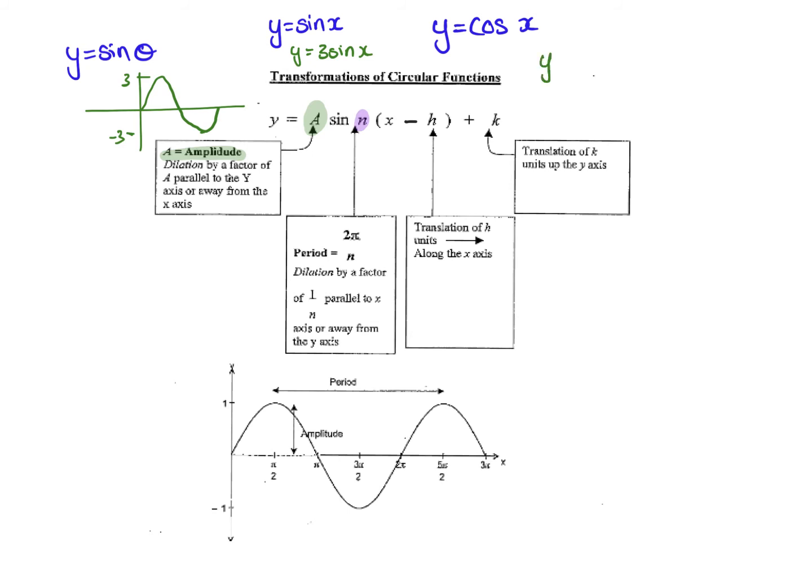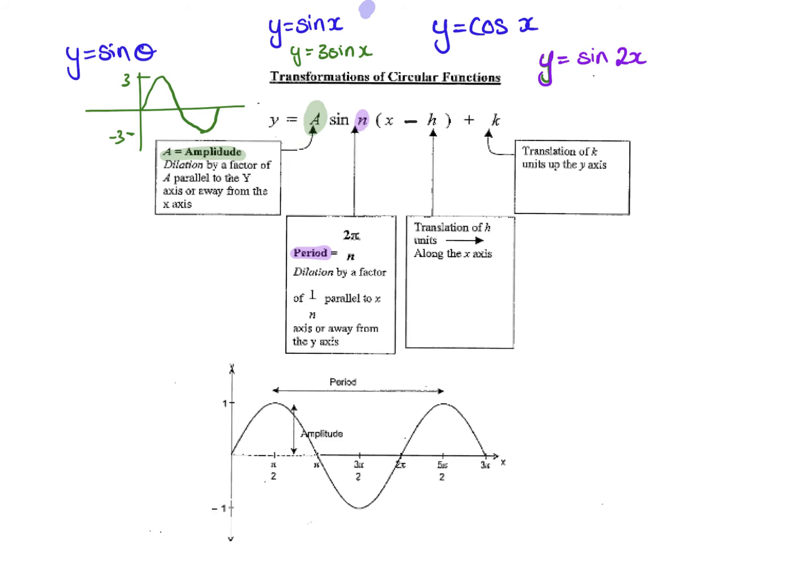If I had y equals sine 2x, so it's a number in front of the angle. What it does is change the period. So you can see here, it'll change the period. We know in a basic graph, the period is 2 pi.